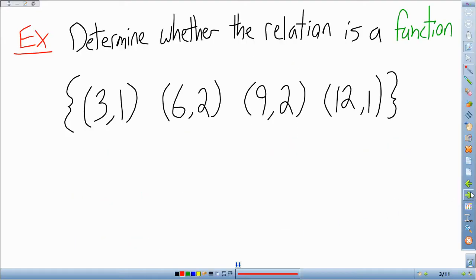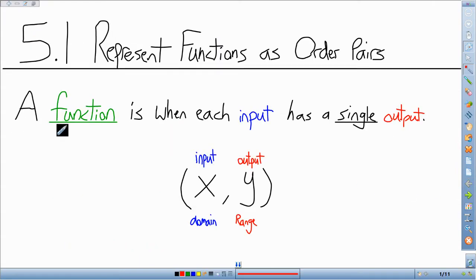On the next one, they're going to ask us to determine whether the relation is a function. Does this represent a function? Take a second, copy it. Real quick, let's go back to the definition of what a function is. A function is when each input, each x value, has a single output, a single y value.